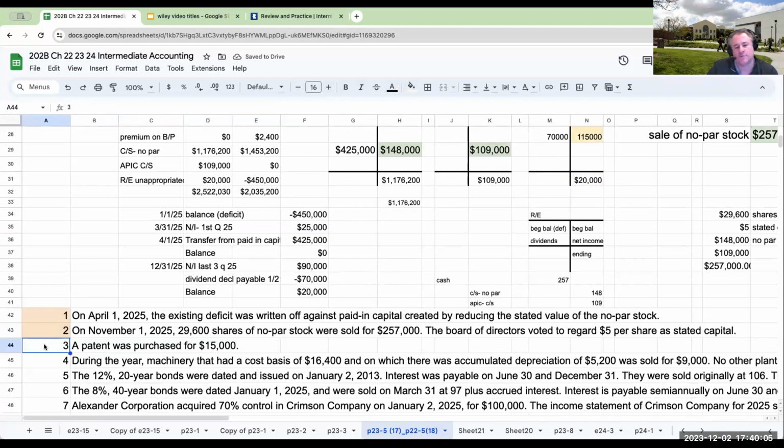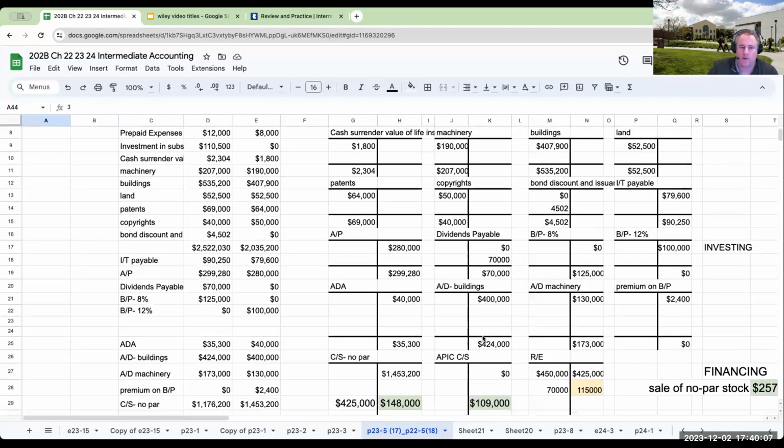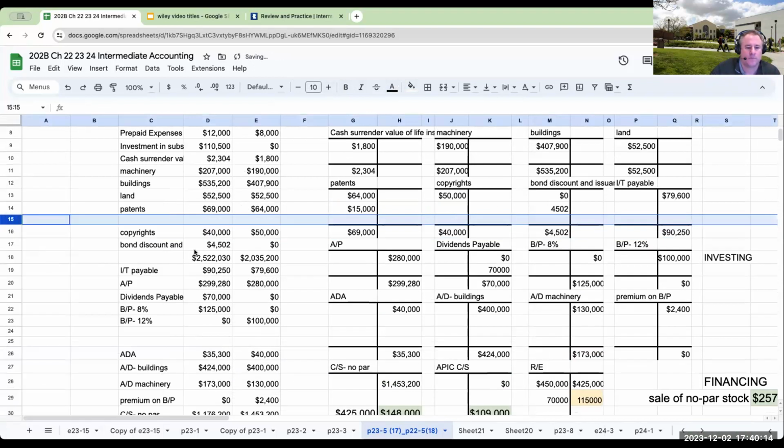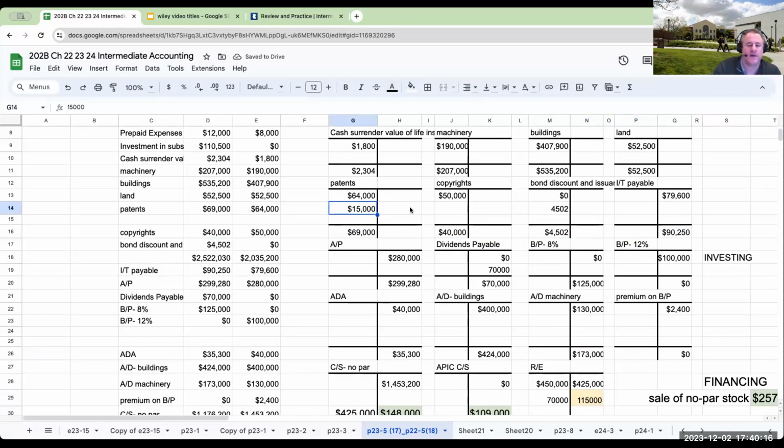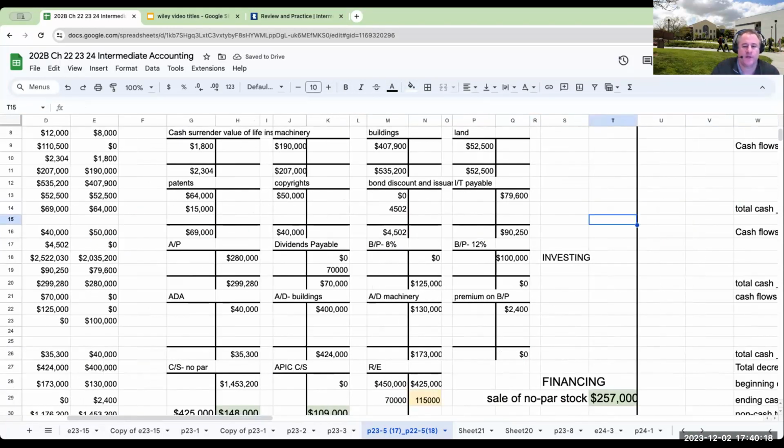So when I come over here, I've got those two down. Next one, a patent was purchased for 15 grand. How would I have recorded this? I would have debited patents over here, right, for 15,000. I paid cash for it. This is going to be in the investing section.